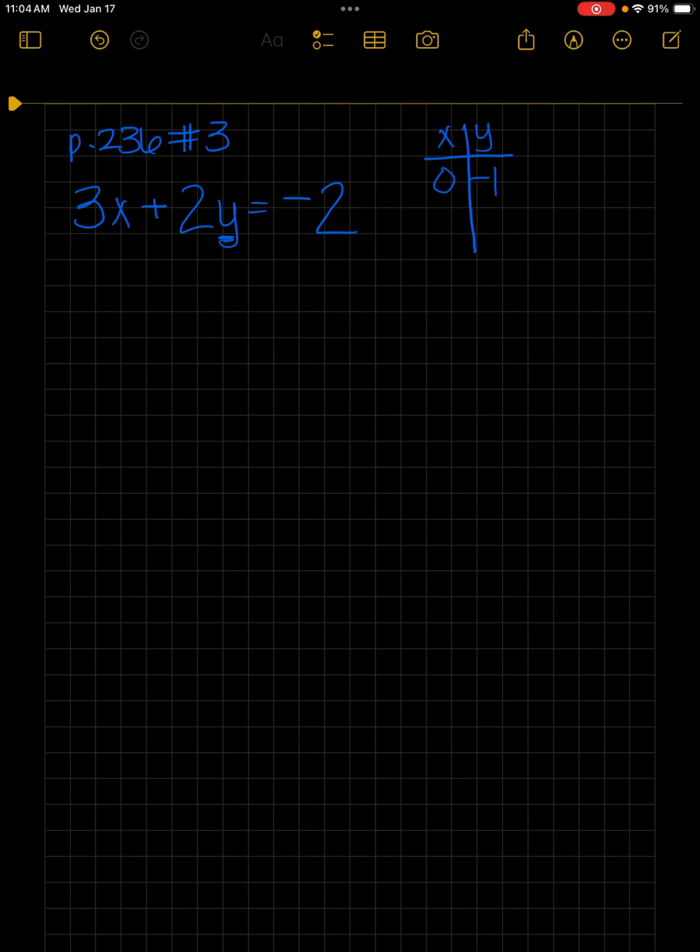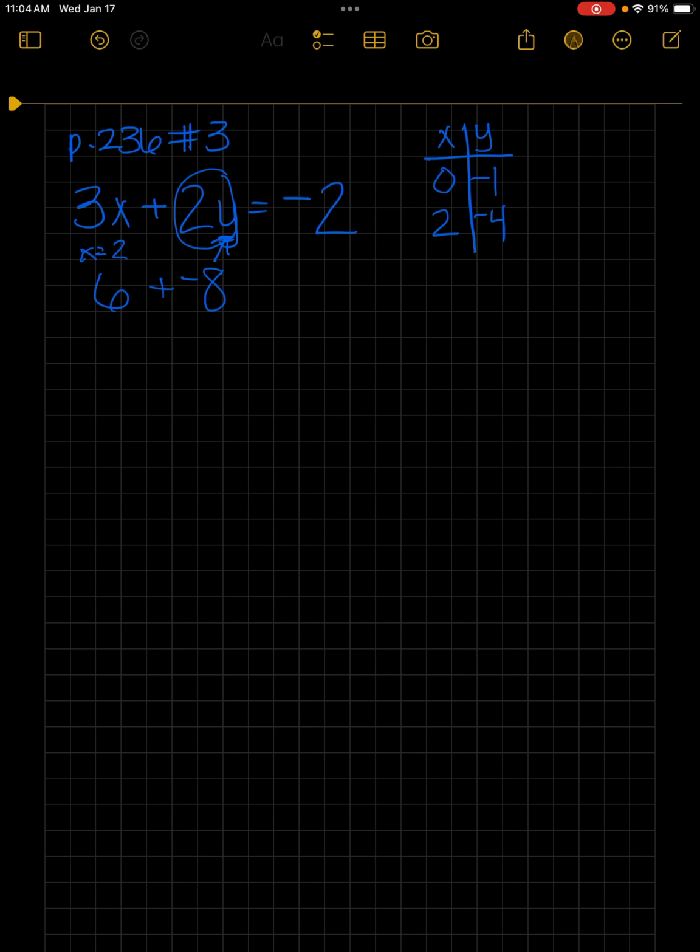Okay, and then the next part is if I made this a 2. If I make x equal to 2, okay, so that's a 6. So x is equal to 2. Then what would this need to equal to make this -2? This would have to equal -8, right? So that means my y needs to be -4.